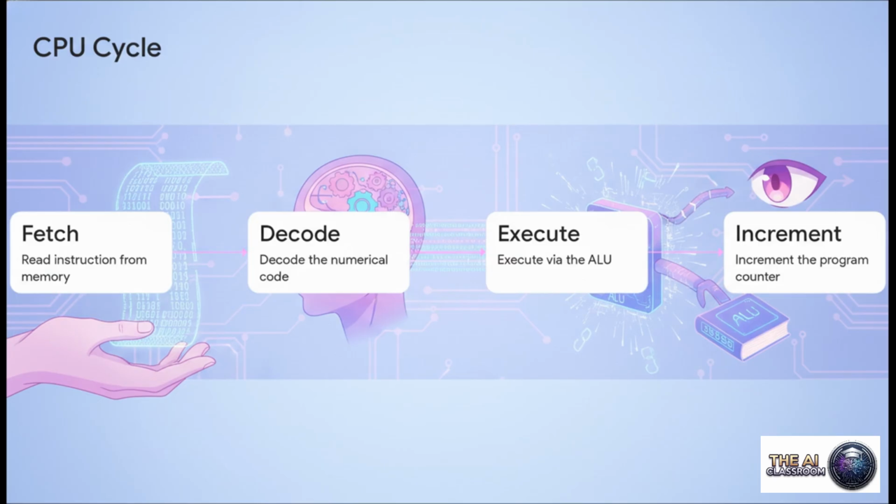And finally, step 4, it increments a special register called the program counter to point to the next instruction in line. I always like to compare this to a human reading a book. You read a sentence, you decode its meaning in your brain, you react to it, and then your eyes move to the very next sentence. A computer does this exact same sequence just billions of times per second and without ever making a mistake.